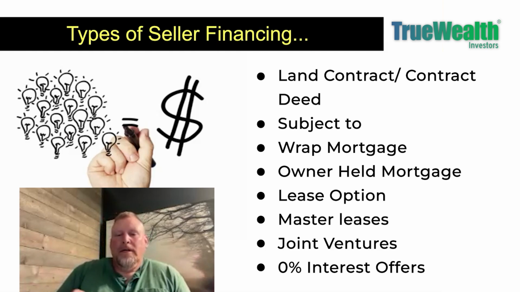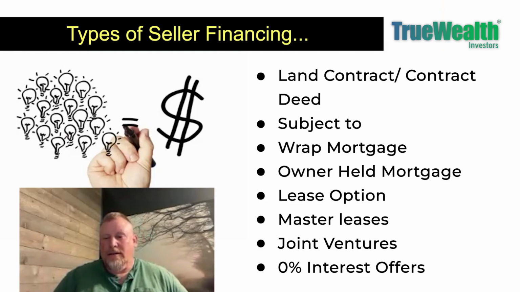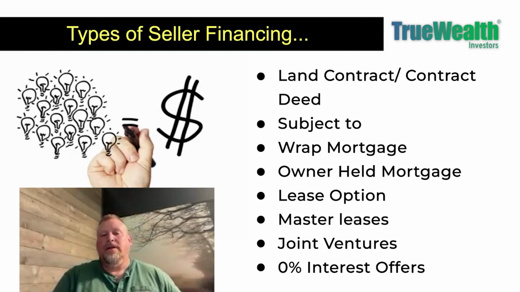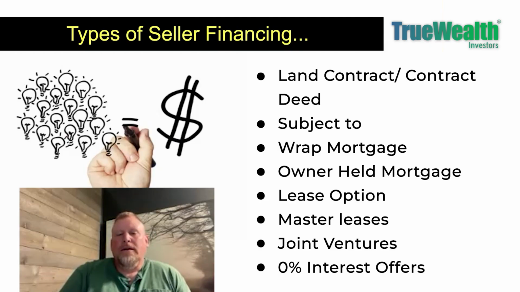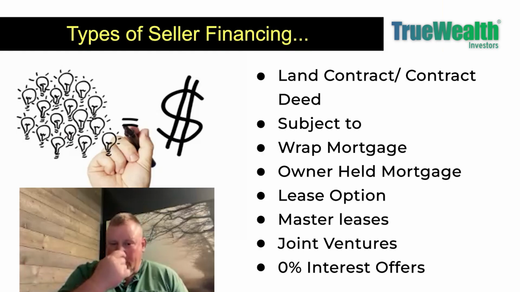Lease option is where you don't actually purchase the house, but you control the house by renting it from the seller and signing an option where you have the option to purchase it at a set price in the future. And usually you want to get some kind of credit in your monthly payments on the lease that apply to the option.